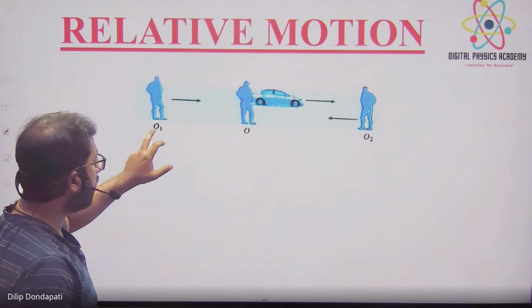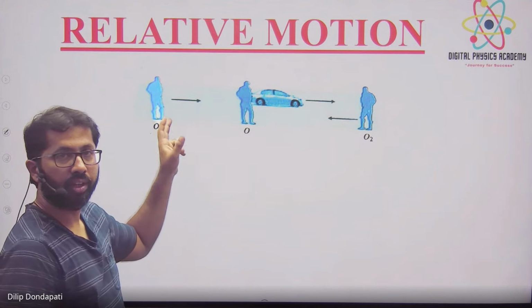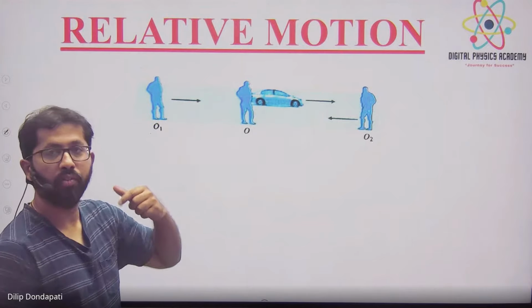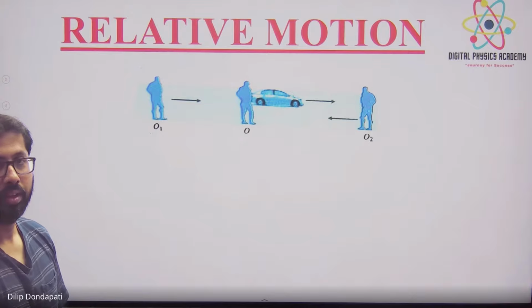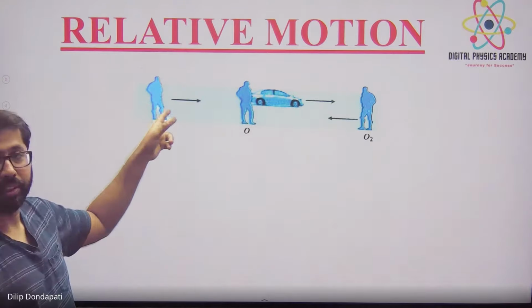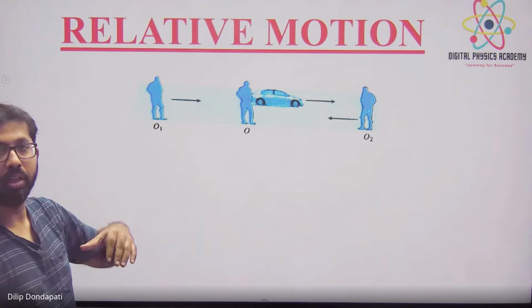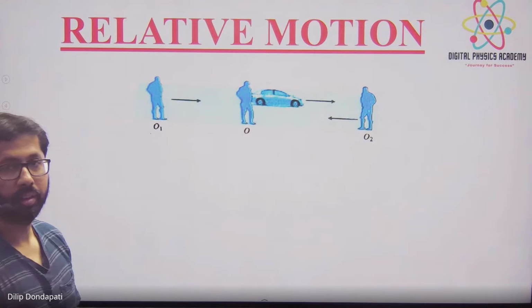According to observer one, the speed of the car will appear slower or faster? According to observer one, the car is moving like this. He is running with some speed. According to him, the car will be faster or slower? He is also running towards the car. Tell me. So observer 1 will see it slower and observer 2 will see it faster.